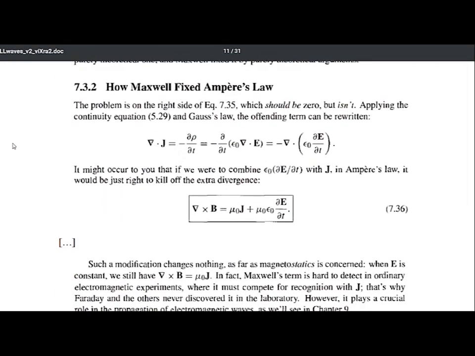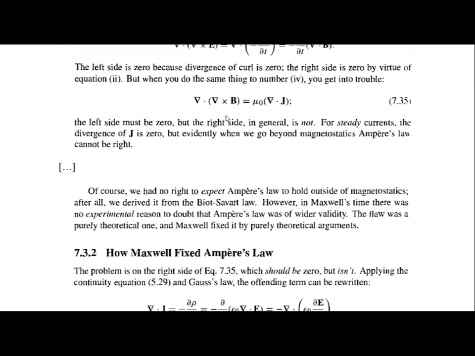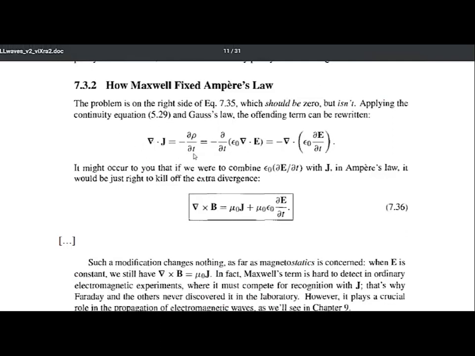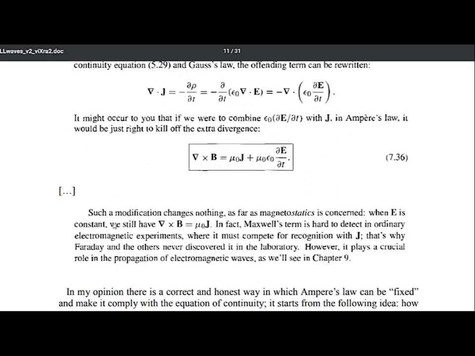So how did Maxwell fix Ampere's law to conform to the continuity equation? The problem is on the right-hand side of the previous equation, which is this one here. Applying the continuity equation in Gauss's law, the offending term can be written like this. It might occur to you that if we were to combine this part with this part in Ampere's law, it would be just enough to kill off the extra divergence term, which is this term here. And then you end up with the modified Ampere's law.